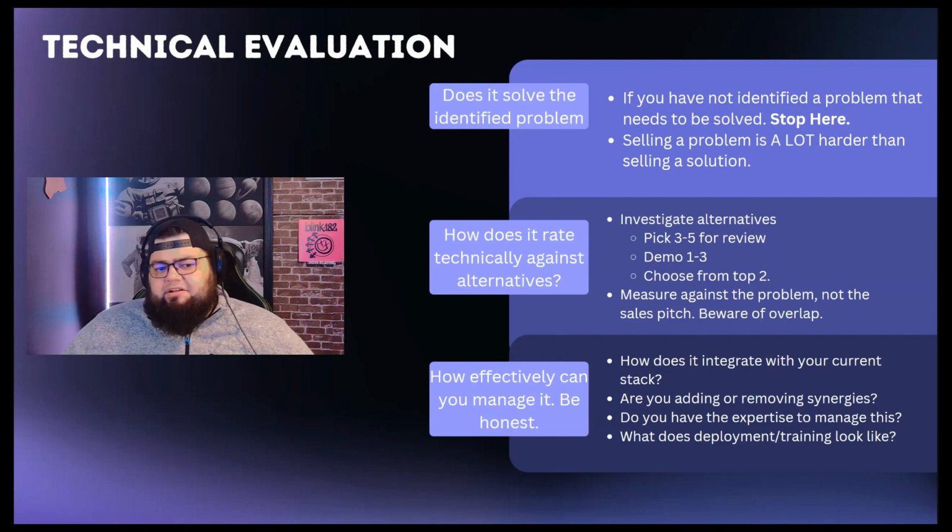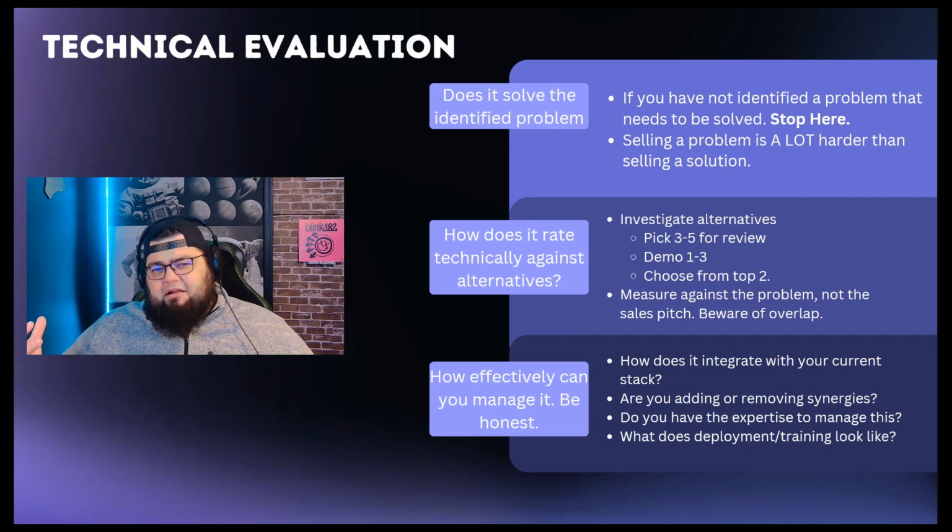Look at the product and understand how does it rate against its competitors, right? What are the alternatives out there? Generally speaking, I like to look at 3 to 5 products that I believe will solve the problem. I look at them from a cursory level, right? I check out their website. I look at the feature lists. A lot of vendors are really good about showing off the things they believe they shine at.